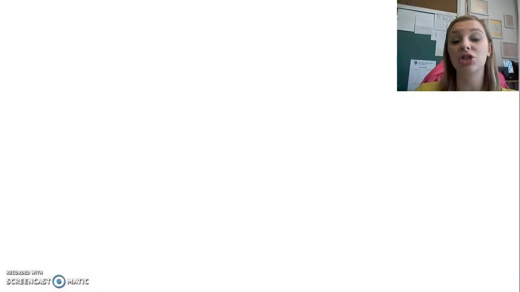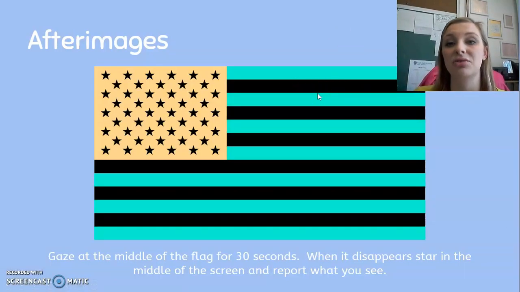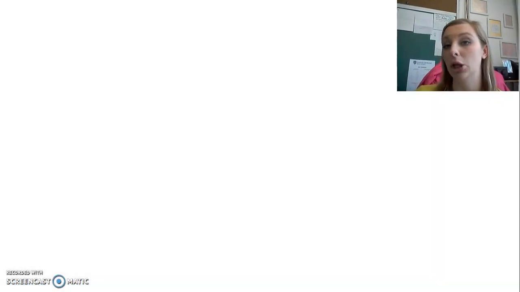Now when you've switched, stare in the middle of this white screen. You might have to blink a couple of times, but you should be able to see the American flag. This is the opponent process theory. The idea is that the blue and the black get tired out, and so the only thing left for you to see are the red, white, and blue. Okay? So that's the idea of the opponent process theory.